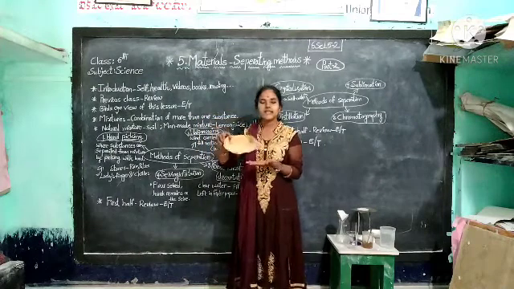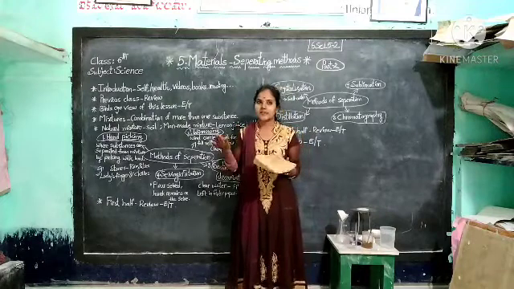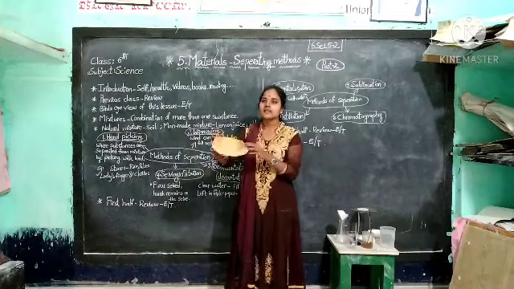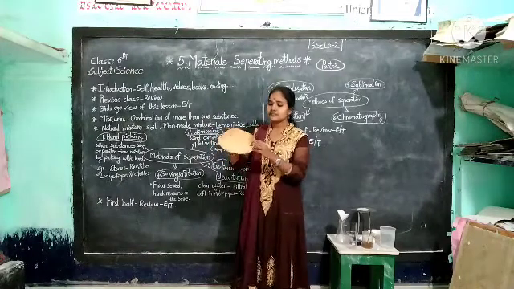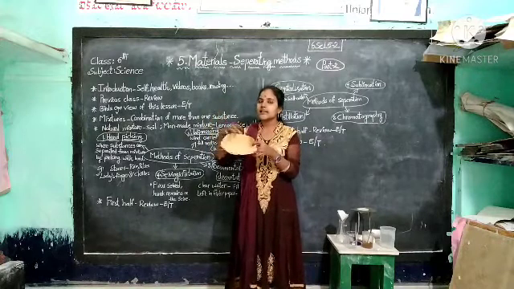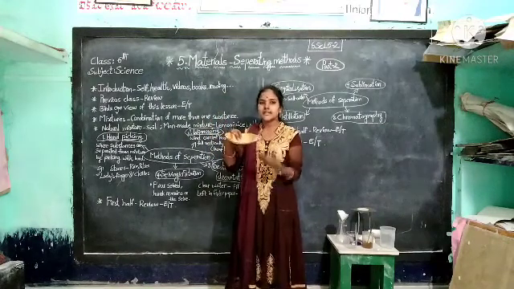Very simple method, children. Don't get confused. First of all, the farmer stands on a high platform. They use the flat pan like this, and the wind carries the husk and the grains fall vertically downwards.